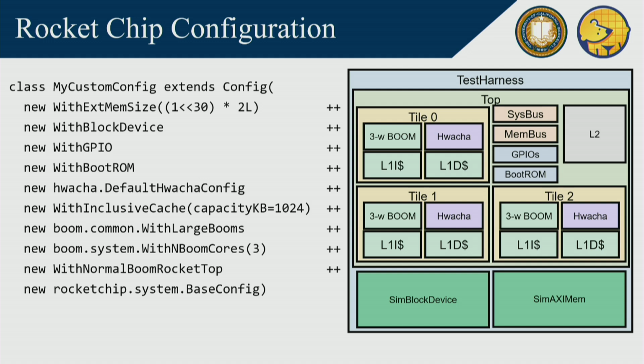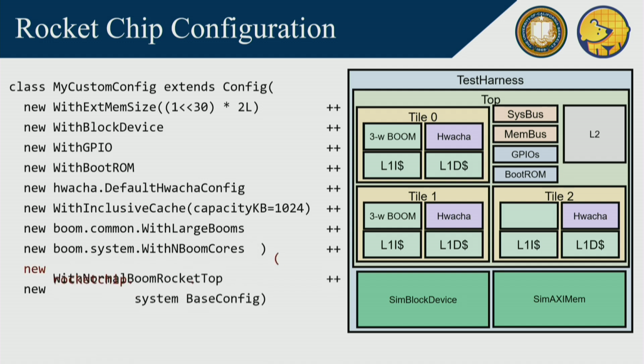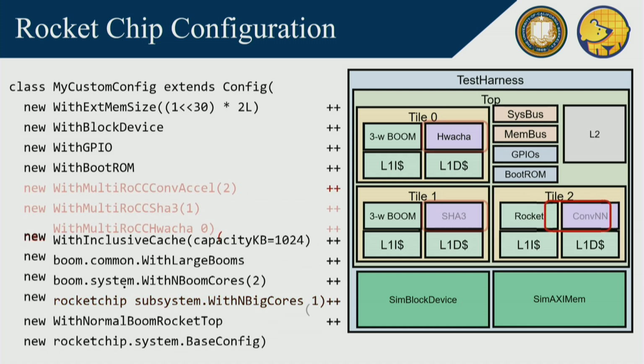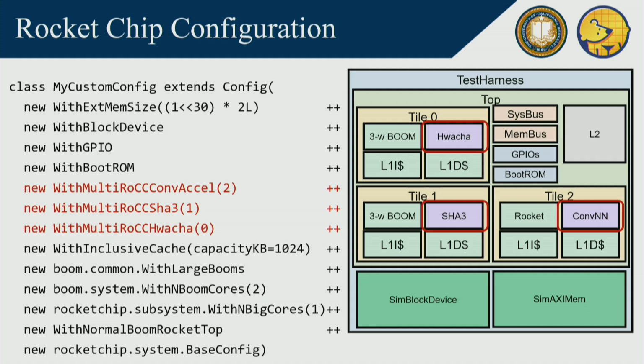So I'm just going to go through a couple more degrees of freedom which this configuration system exposes. So for one, there's no reason why we have to have a homogeneous system. Let's build a heterogeneous core. Make one of the tiles use a Rocket in-order core instead. We also don't need to have homogeneous accelerators. Let's have heterogeneous accelerators. So one core will get a Hwacha vector accelerator, another core gets a SHA-3 accelerator, another core gets a machine learning convolutional neural network accelerator.